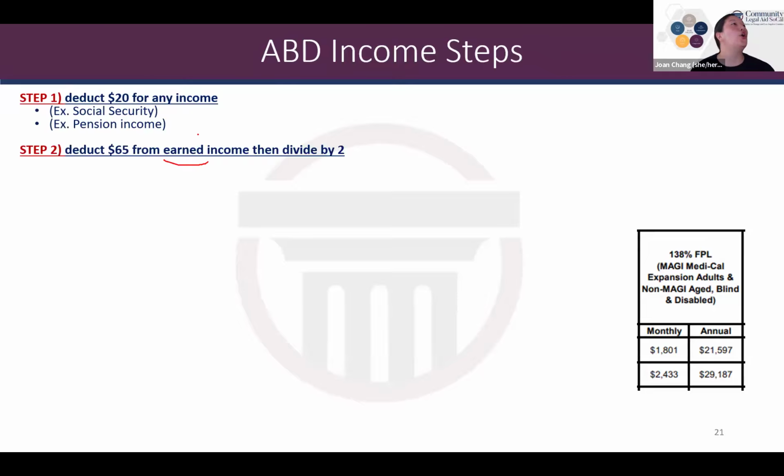If you have earned income, so if you're working, they deduct $65 and then they divide it by 2. We're going to look at this in a minute and how it works in terms of numbers. But say, for example, you may be retired and receiving Social Security retirement, but you may want to still be working part-time or maybe just have a side hobby that you still love to do.